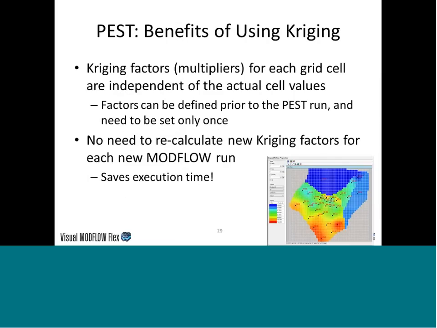One of the key benefits of using kriging is described in this slide. A set of kriging factors or multipliers for each of the MODFLOW grid cells have to be defined prior to running PEST. The important thing here is that these kriging factors can be defined independent of the actual parameter cell value. So these factors can be defined prior to running PEST and only need to be defined once. Therefore, there's no need to recalculate new kriging factors for each new MODFLOW run, and this saves a significant amount of time when running PEST.